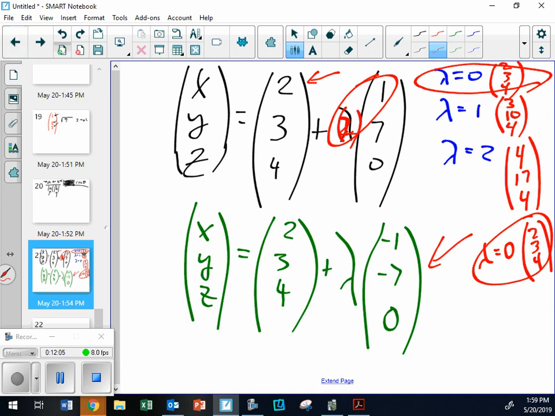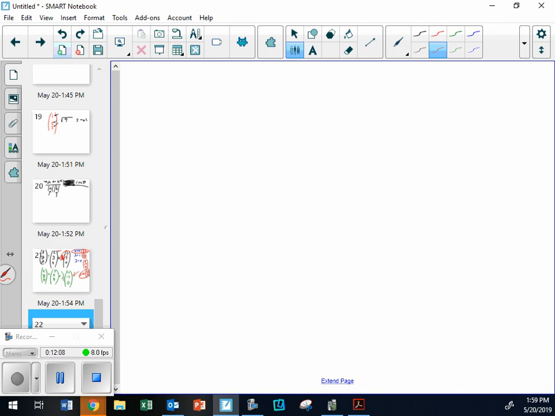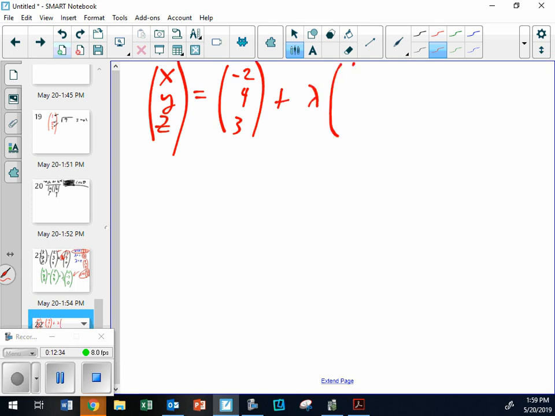All right, so here it is, the big new thing for today. You ready? If I have this vector, you want to take good notes on this so you have one really good, thorough example problem. Okay? XYZ equals -2, 4, 3, plus lambda times 4, -1, 1.